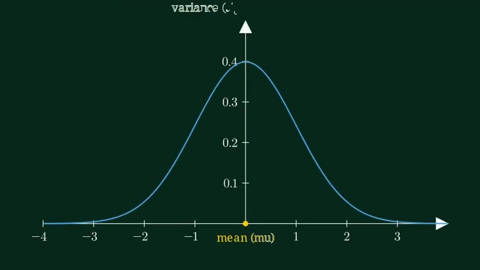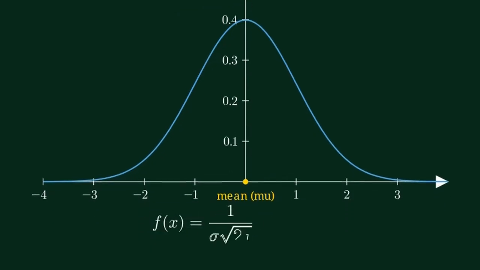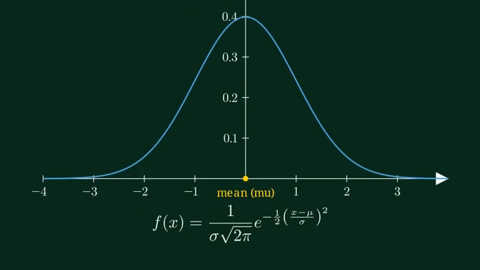In this video, we will build an intuitive understanding of Gaussian mixture models step by step. Let us start with the building block: a single Gaussian, also called a normal distribution. It is a bell curve defined by a mean and a variance. The formula for one Gaussian is shown here. The mean controls the center, and the variance controls the width of the bell.